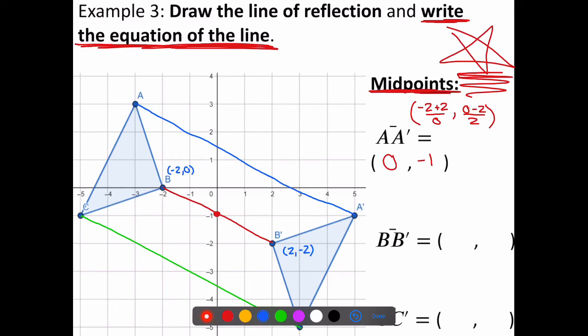Next, for A and A prime, well, A is at (negative 3, 3) and A prime is at (5, negative 1). So if I plug this in, oops, I made a mistake. (0, negative 1) should be for B, so that should be down here.